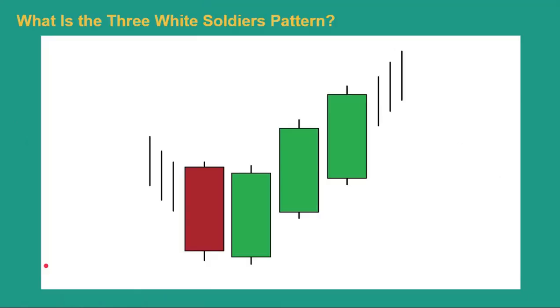Let's start with this question. What is the 3 white soldiers pattern? This is what the 3 white soldiers candlestick pattern looks like, as you can see in this slide. The 3 white soldiers is a bullish candlestick pattern that occurs near the end of a bear market. It signals the end of the prevailing downtrend. This candlestick formation consists of 3 green candles that signal strong buying pressure, which leads to a trend reversal. Optimally, each candle should close at or near its top, as you can see here.